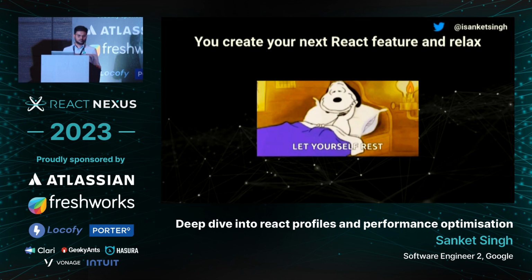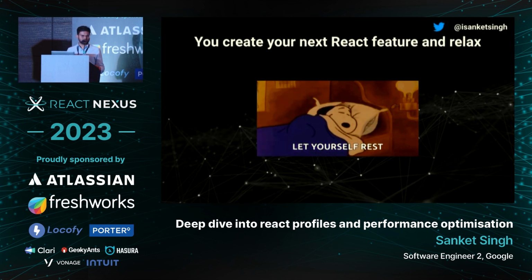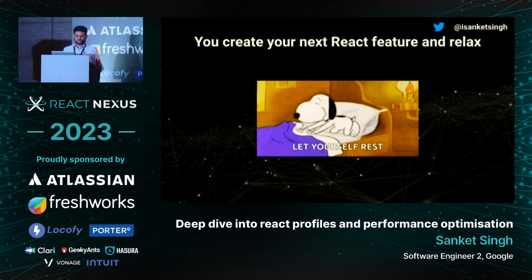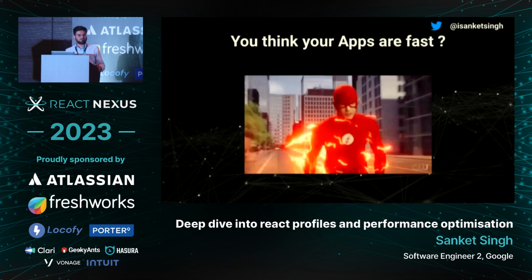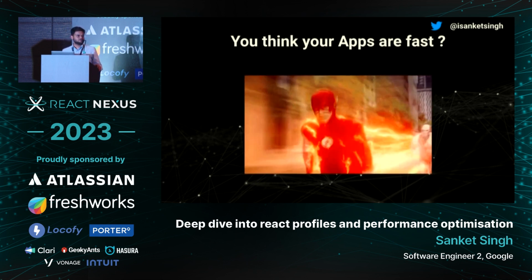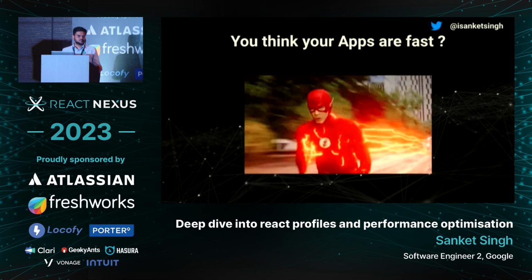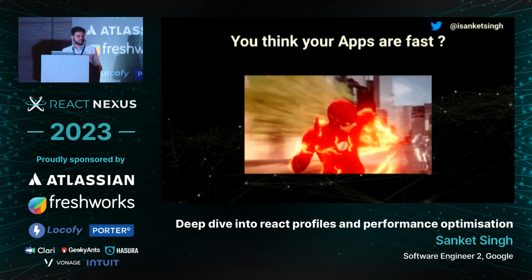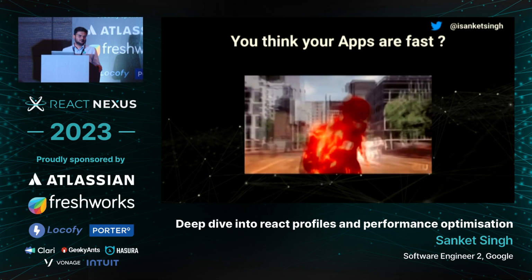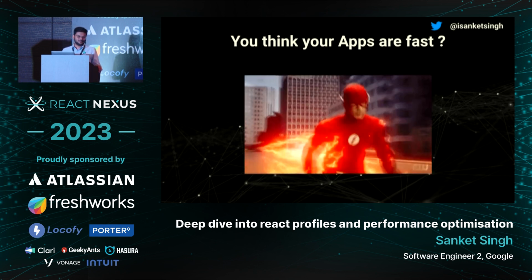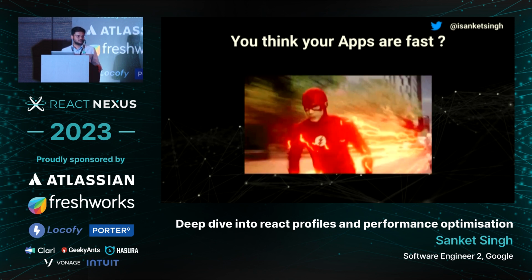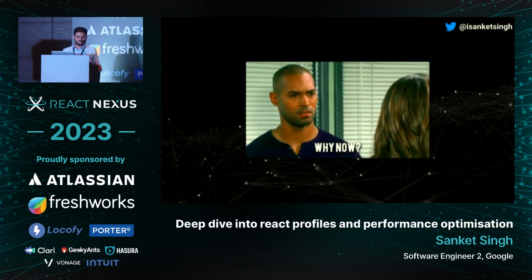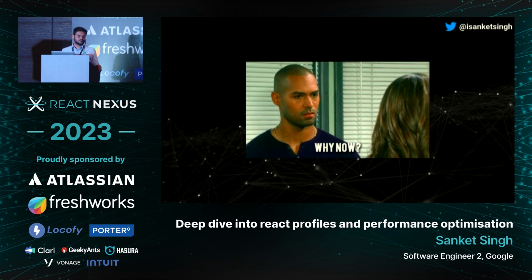So just another day, you create your next React feature, just relax, chill a bit, and you feel that your app is fast, because most probably you have followed most of the best practices and written as good code as possible, maintained readability, wrote tests, done everything. But then one day, after your release, your manager comes to you and says, what the hell is this? And you're like, why now? What wrong have I done?